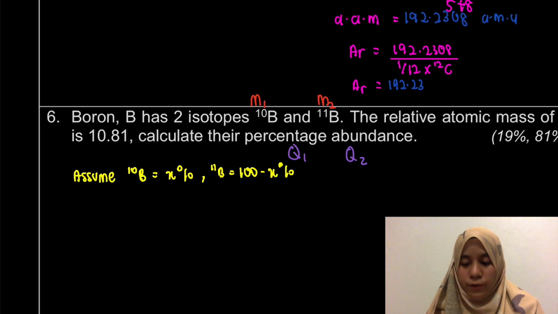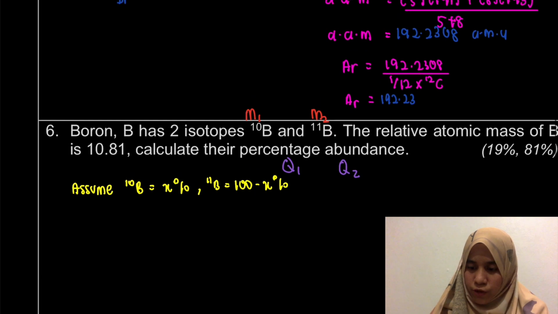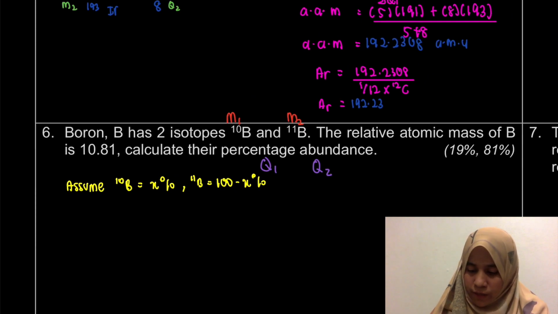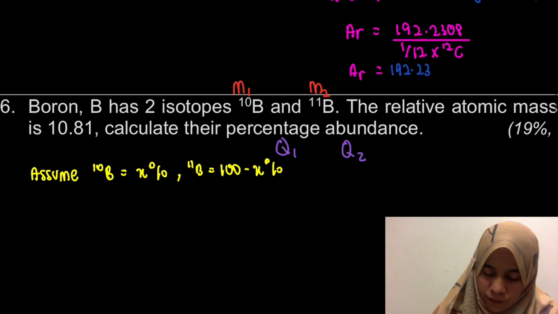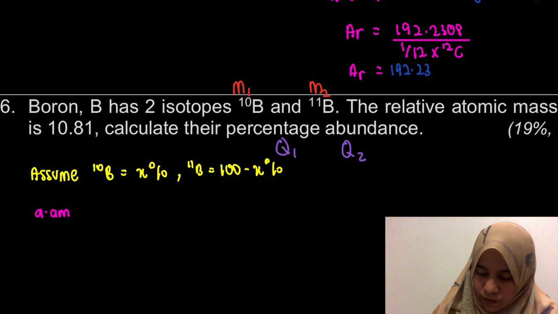Okay, so sekarang ni we have our unknown. So barulah kita boleh cari. Okay, so right now, kita tahu our value, we know that. So, contohnya dekat sini, Miss buat RAM sajalah. Okay. So, kita tahu the average atomic mass dia.